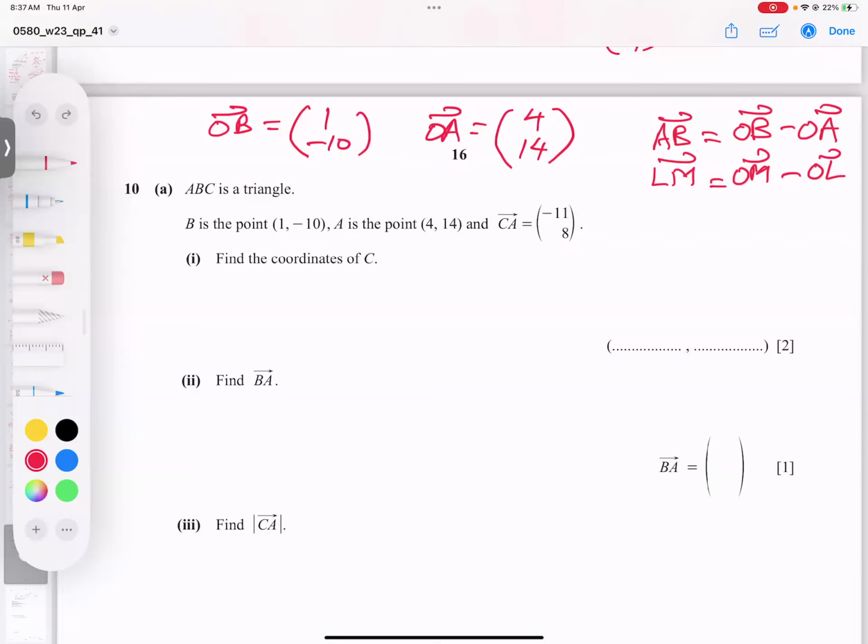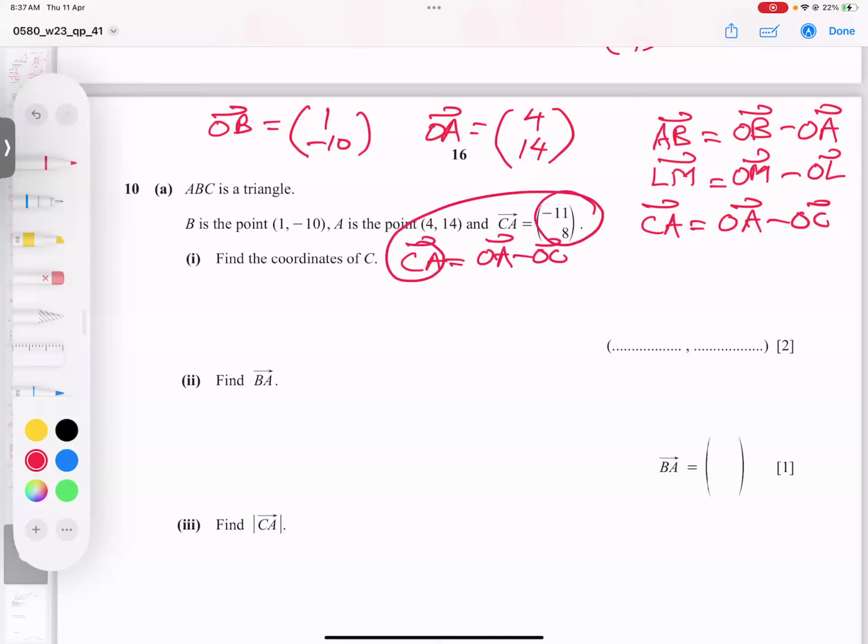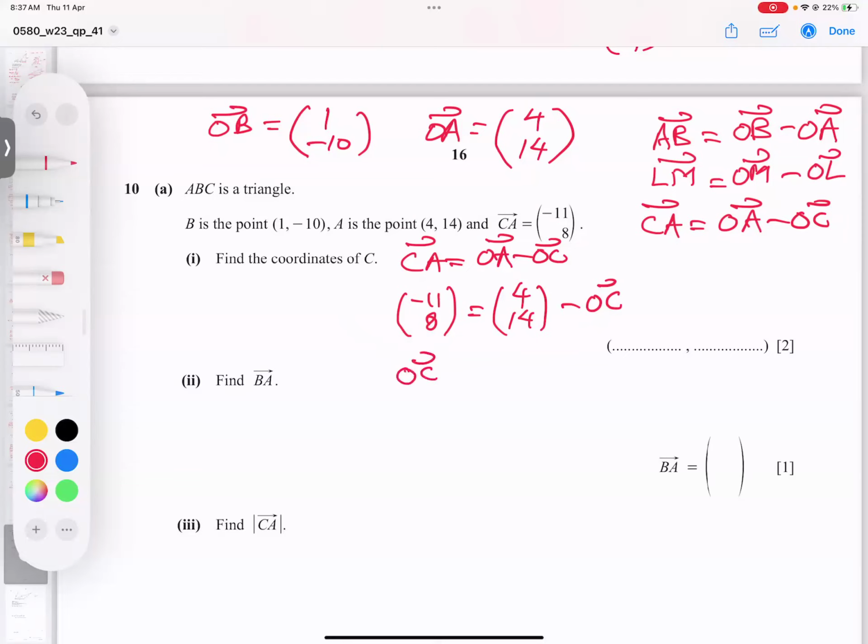What is the rule for CA? The CA rule is very clear: OA minus OC. So CA vector equals OA minus OC. This value is coming here: minus 11 and 8. OA I have as 4, 14. And OC is my target. OC will come to the left-hand side and its sign will become positive, and this will go to the right-hand side and become negative.